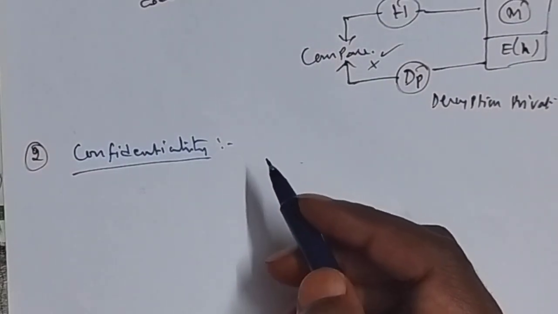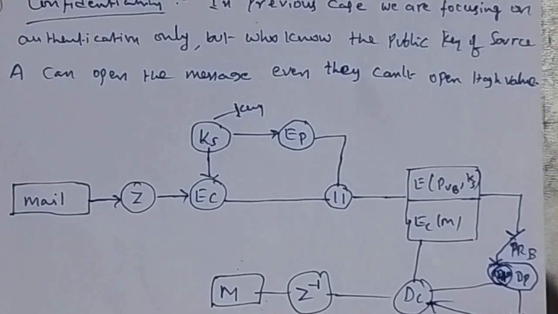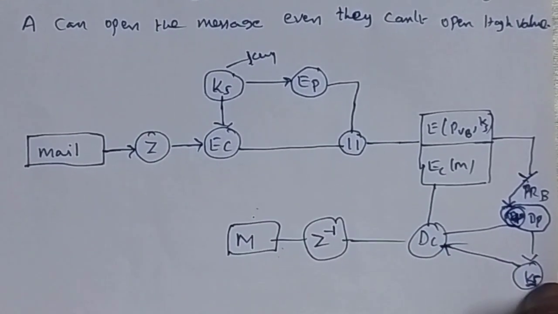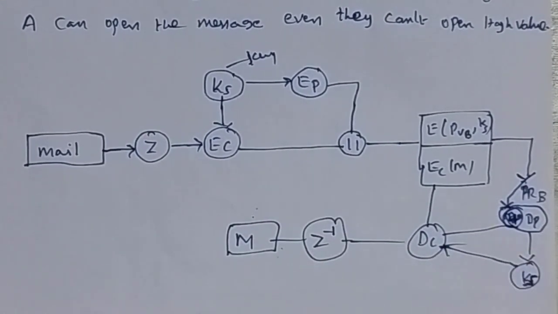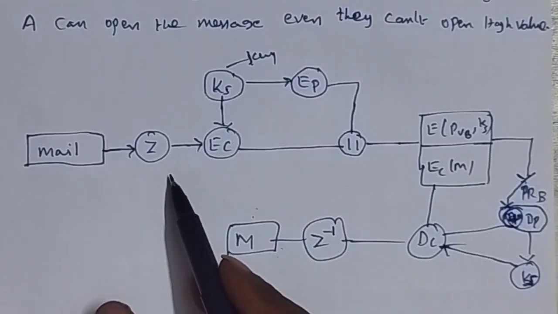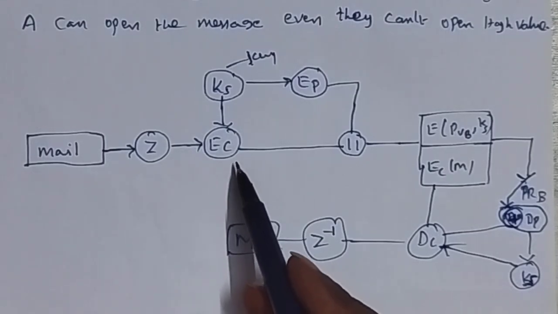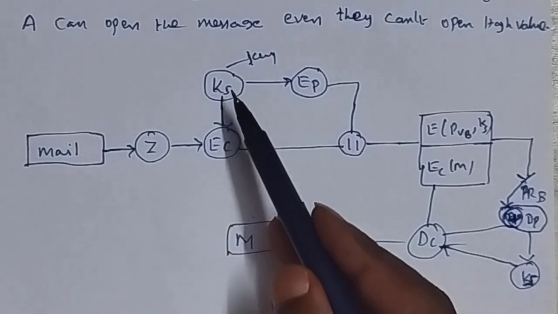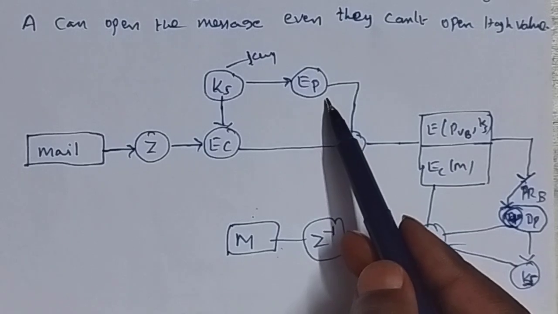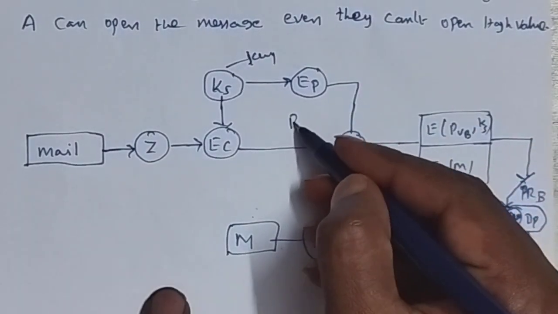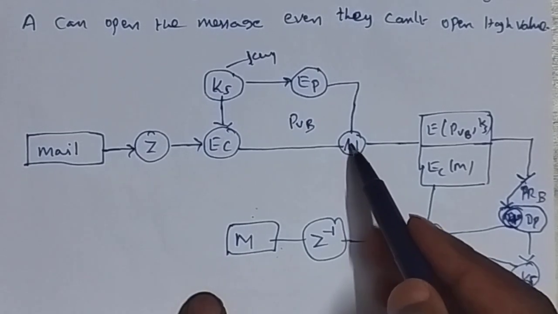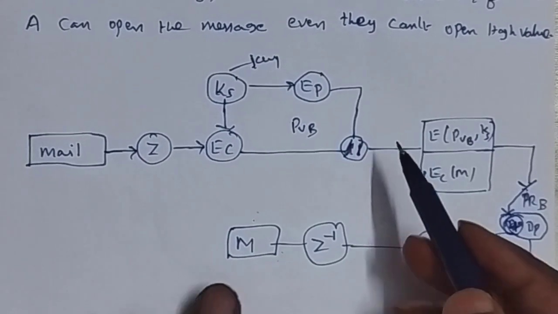For the time being, I am adding these points. In this confidentiality case, we use a conventional key. Conventional means symmetric key only. Okay, here the email goes to the zip. Here zip will be performed, and later the encryption algorithm with secret key KS, and then encryption with the public key PUB. And the symbol is called concatenation.